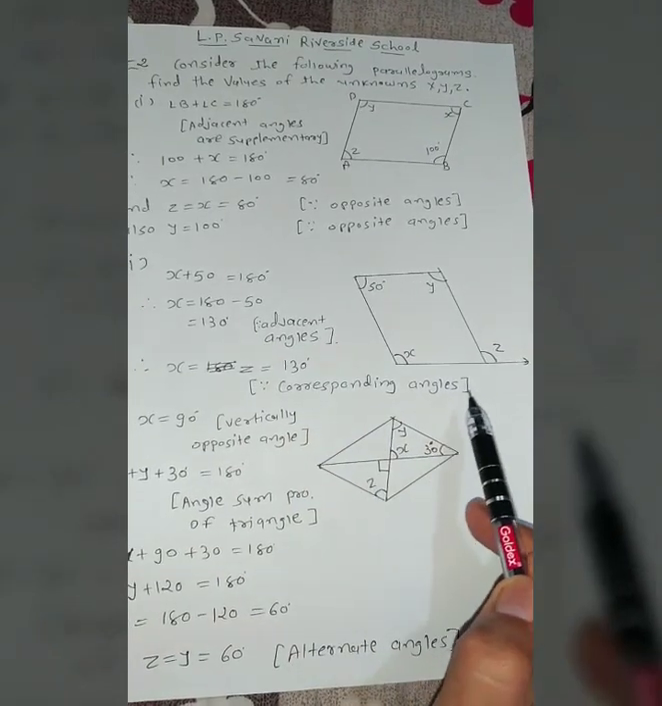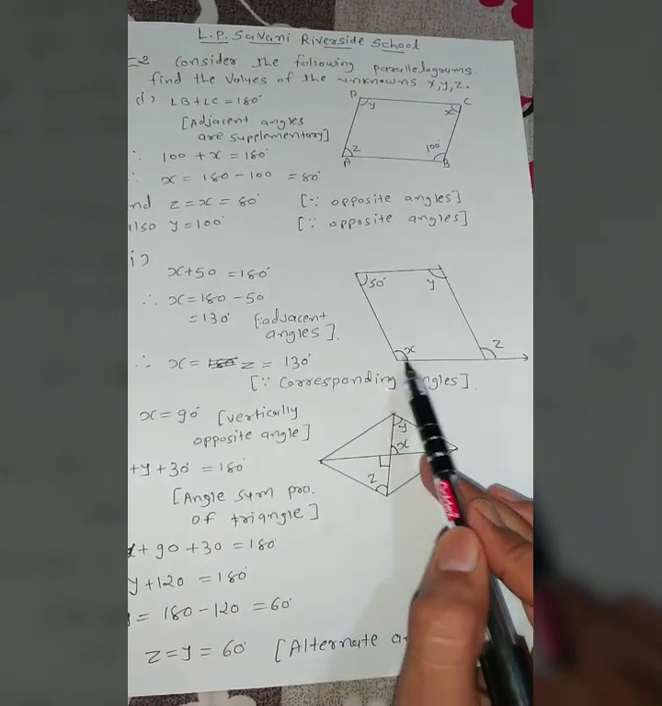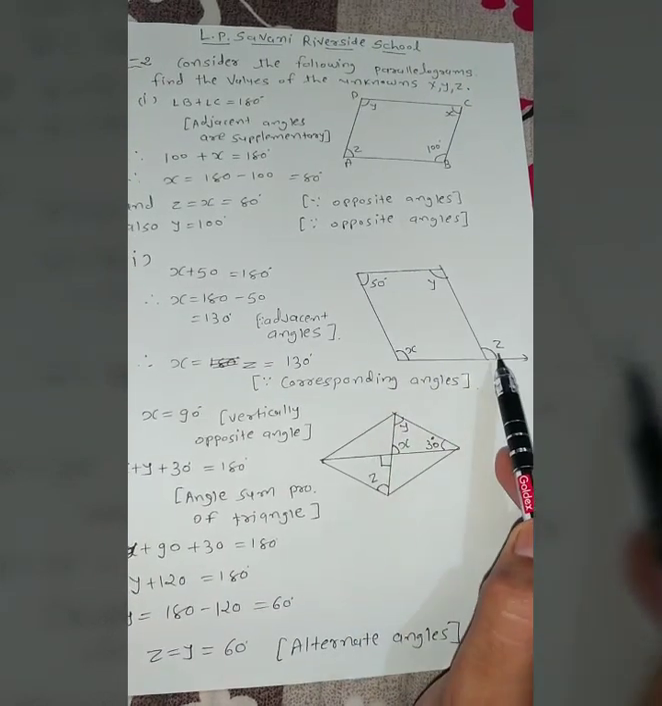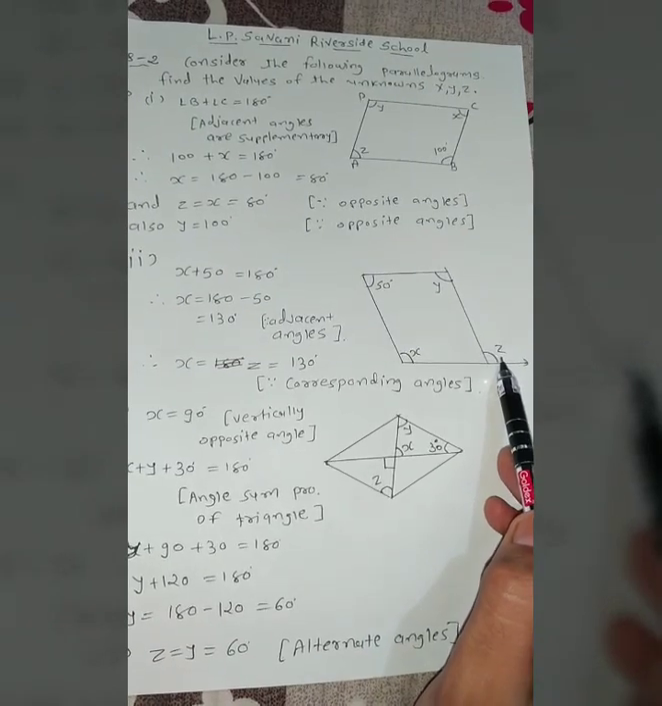These two are the corresponding angles, because these are two parallel lines, and these two corresponding angles have the same value. X is equal to z is equal to 130.